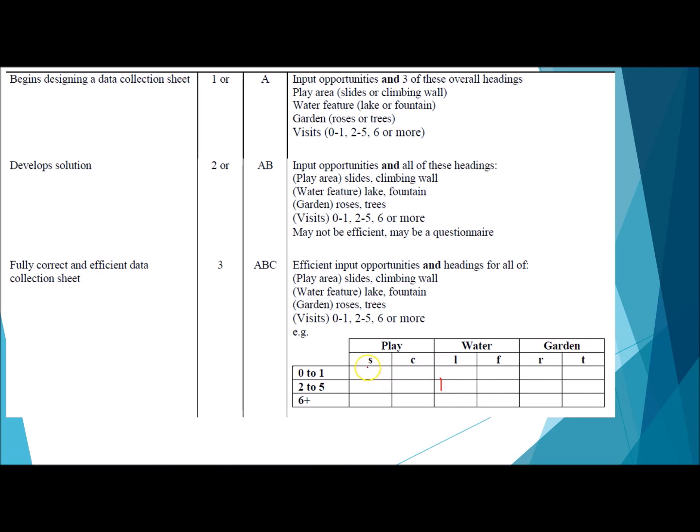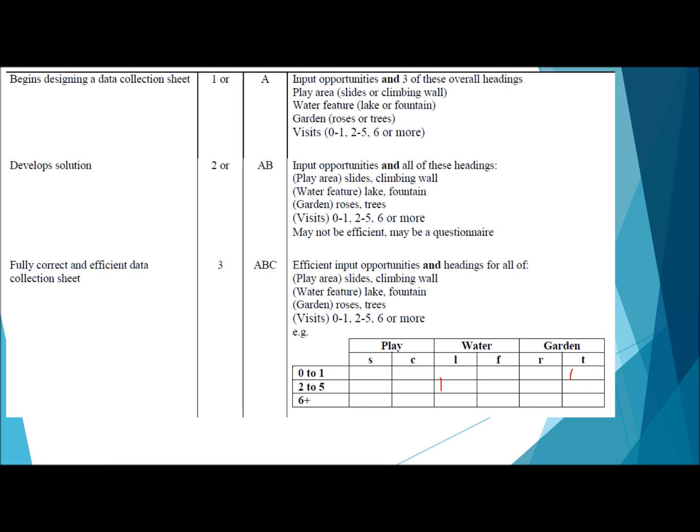I ask the next person what they'd like. They say a garden, and they'd like to see trees rather than roses, and they only visit 1 time. So I put my tally here. So you can see that this one actually does work because you can record all the information in one go.